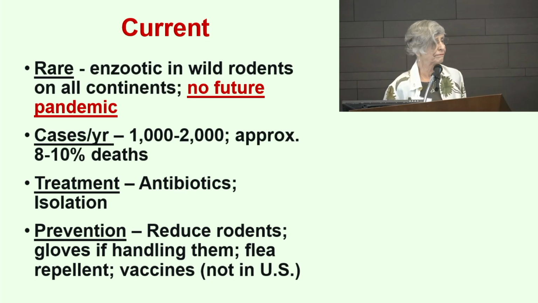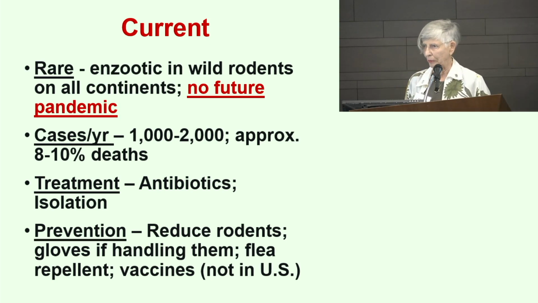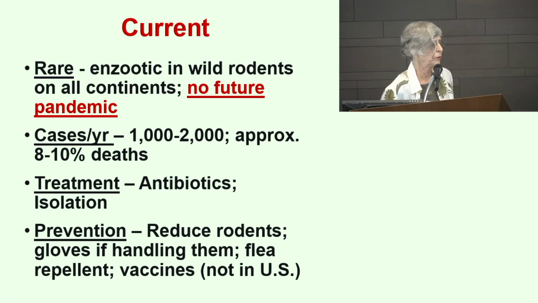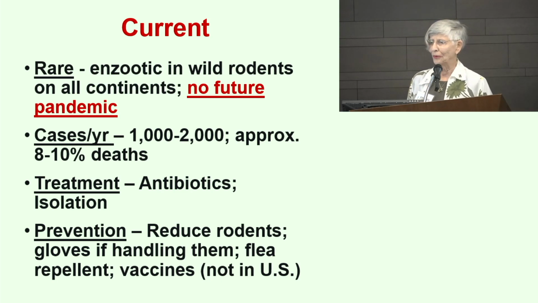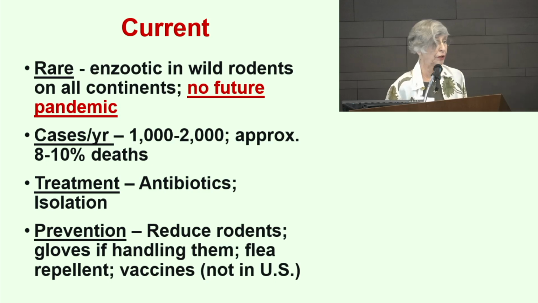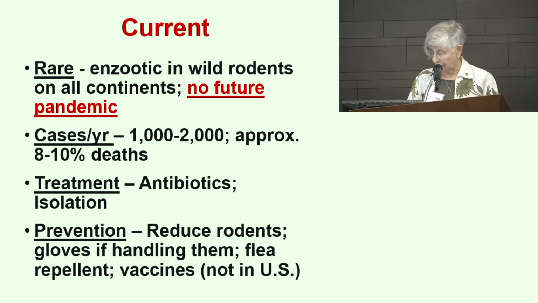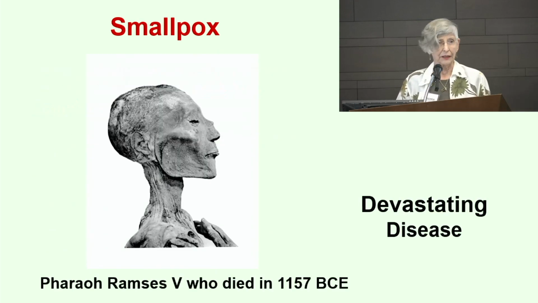But, again, the treatment is antibiotics, and isolation of the patient so their fleas don't get on other people. So it works. So prevention, people can reduce rodents, but of course you can't reduce the wild population that much. They tell people to wear gloves when handling them, use flea repellent, and there are vaccines available, but we do not use them in the U.S. because you would not do that for 7 cases a year. So that one is also off the list.